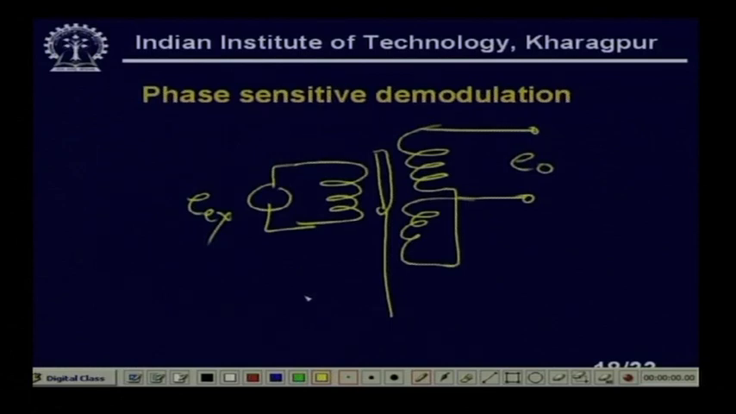If I make phase sensitive demodulation, that means we will separately full wave rectify the outputs of the two secondary voltages, then make the algebraic sum of the two. So, one side I will get a positive voltage, the other side I will get a negative voltage, right.